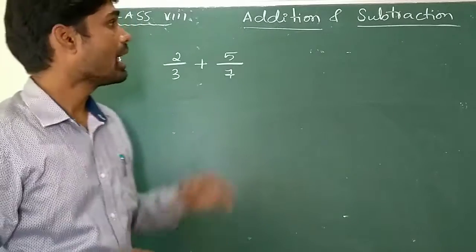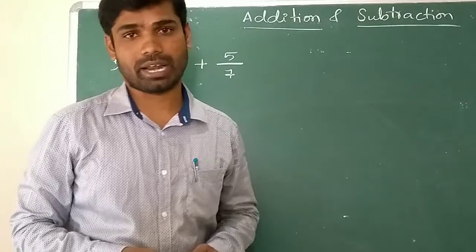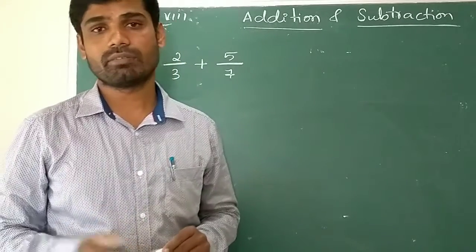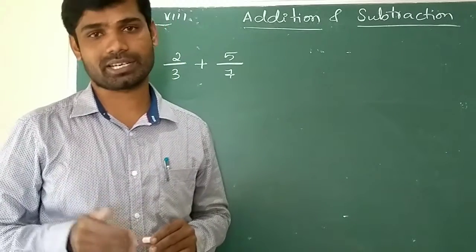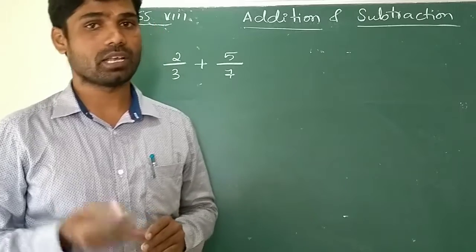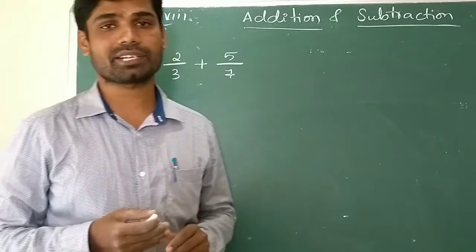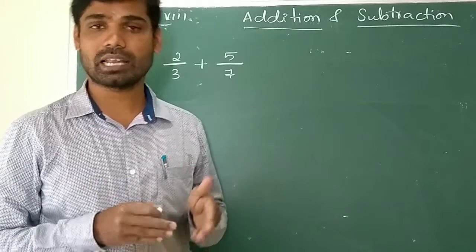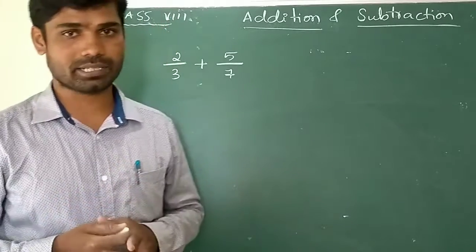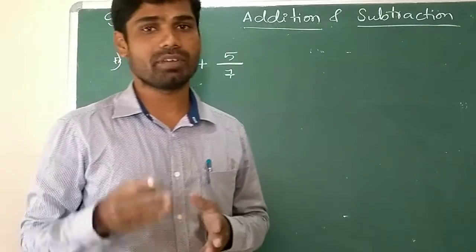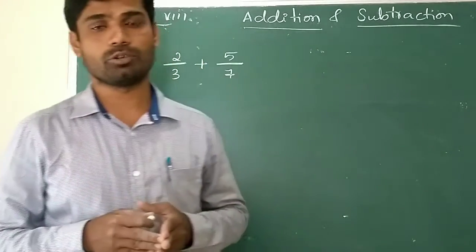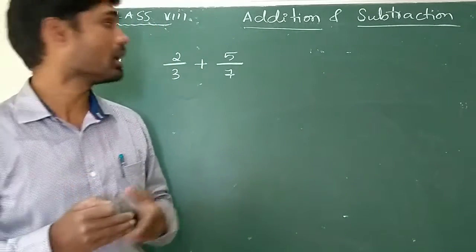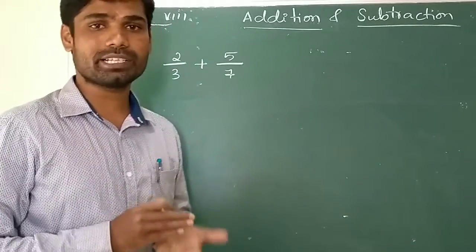Now let us see addition and subtraction of fractions. Previously we have learned about fractions and types of fractions. Now, how to add like fractions, how to add unlike fractions, and how to subtract like fractions and unlike fractions. Like fractions are very easy to add, directly we can add numerators, but when we come to unlike fractions, what is the procedure?